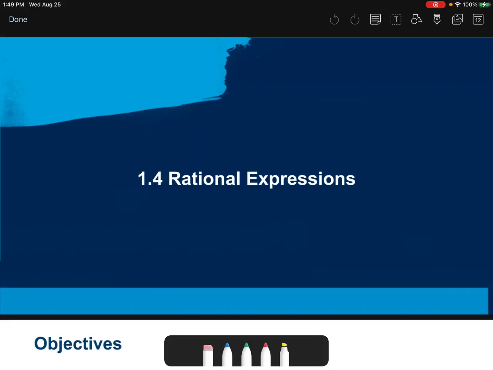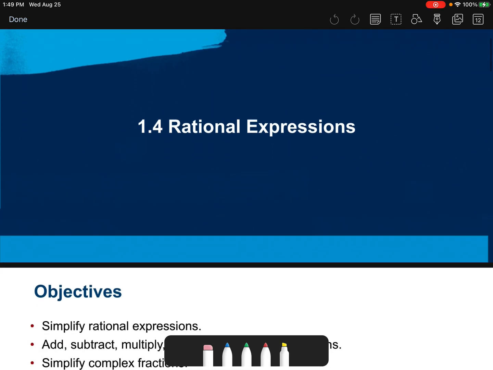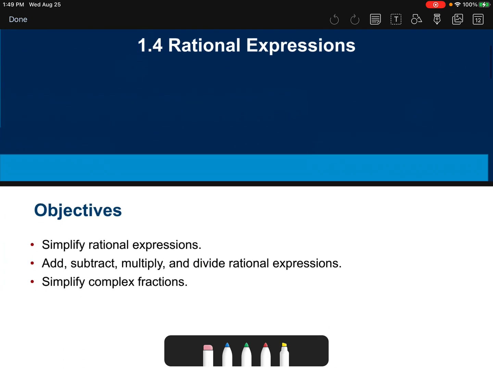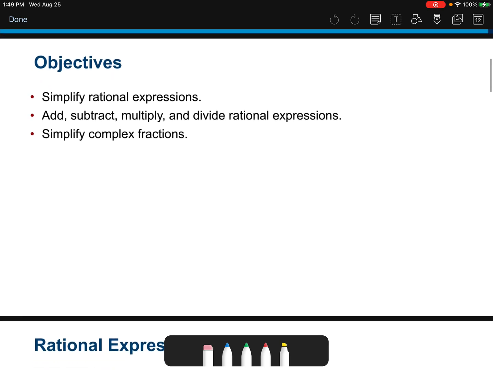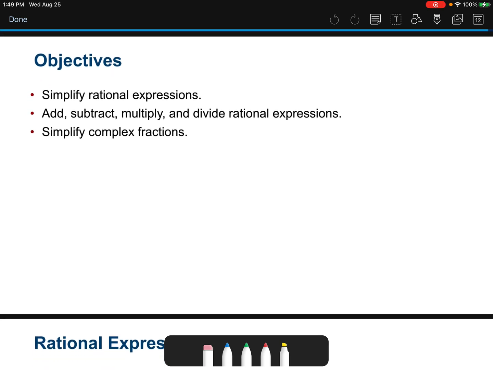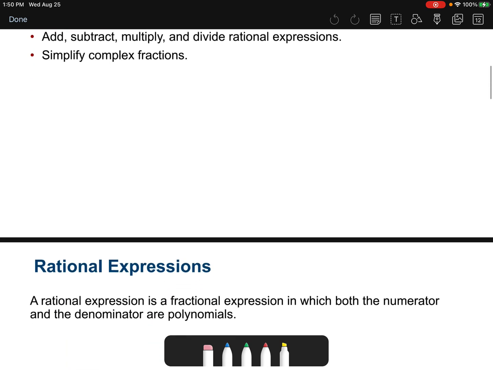Welcome to today's lesson. Today's lesson is on rational expressions. We've been looking at quadratics and things like that as far as factoring goes, and then we've been looking at polynomials in general. Today we're going to do polynomials that are going to be put in fraction form, and we're going to add, subtract, and multiply and divide those rational expressions.